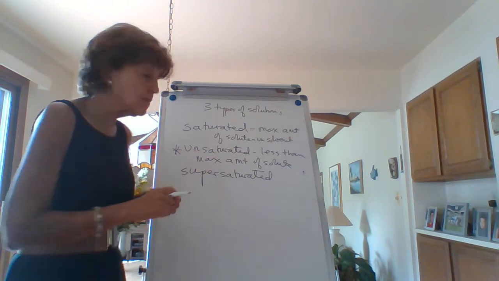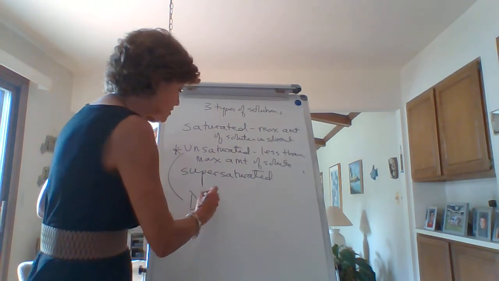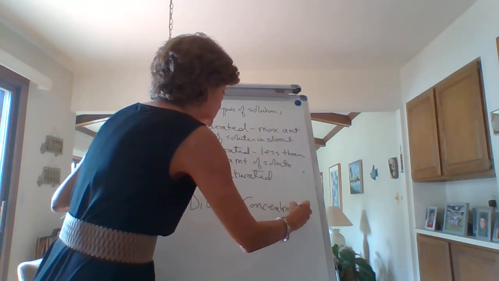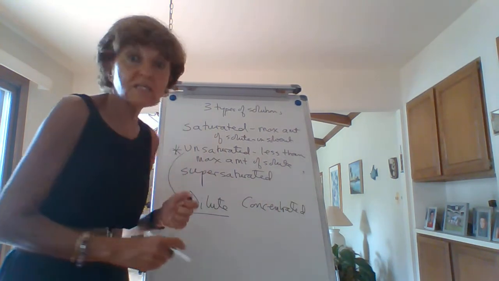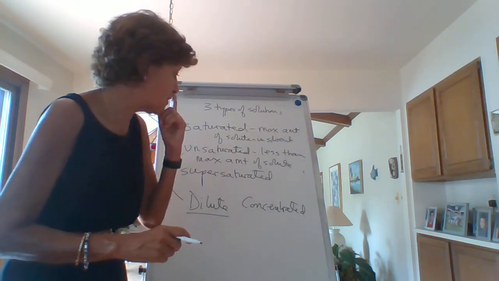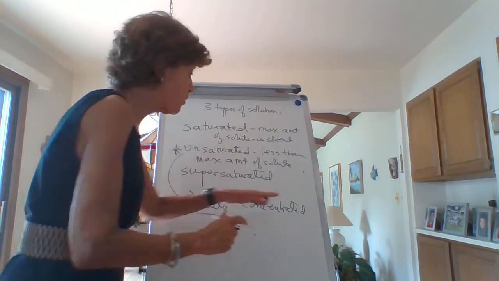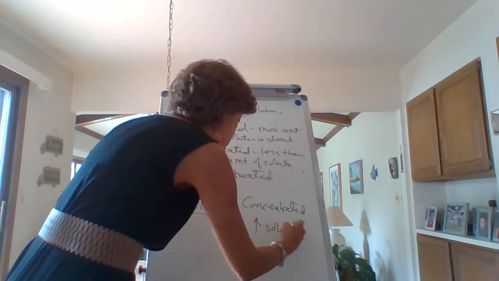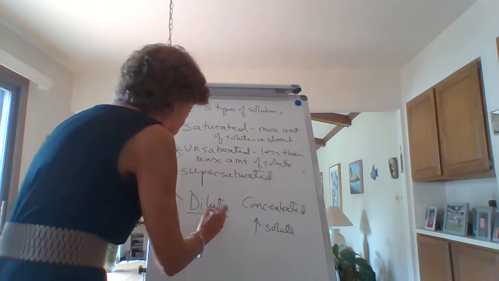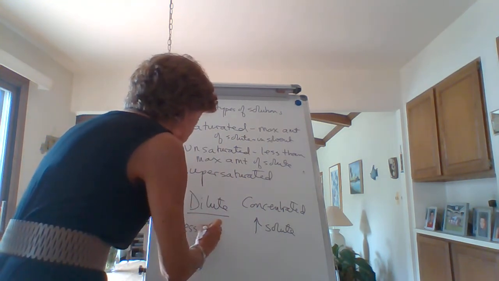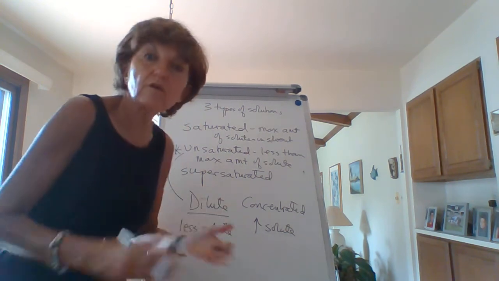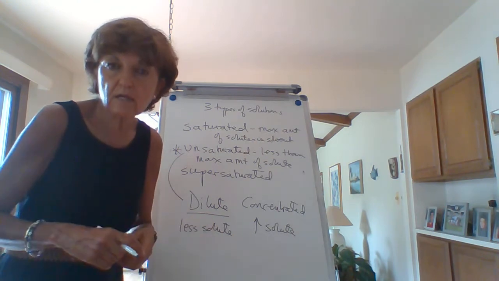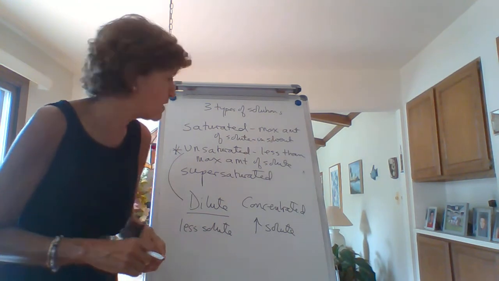Those unsaturated solutions can be dilute or concentrated. A dilute solution doesn't have a lot of solute. A concentrated solution has a lot of solute. So concentrated, unsaturated solutions have lots of solute. Dilute, unsaturated solutions have less solute. We're going to be talking about measuring concentration and concentration units in a few more videos.